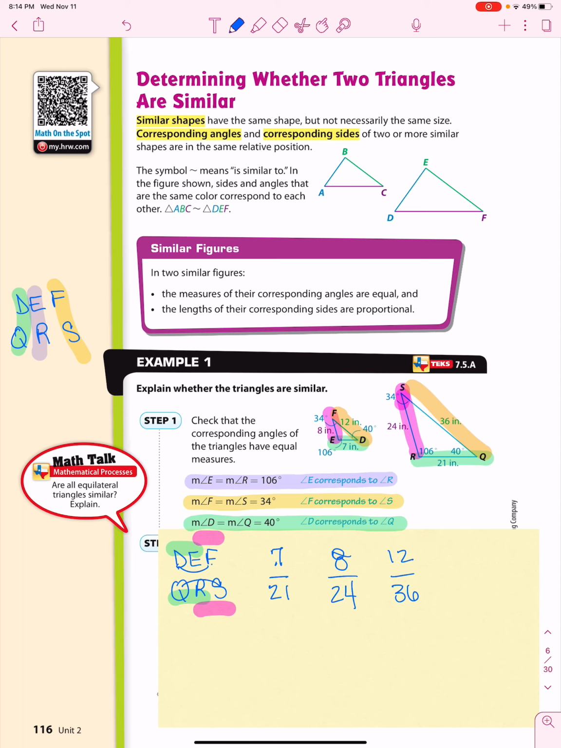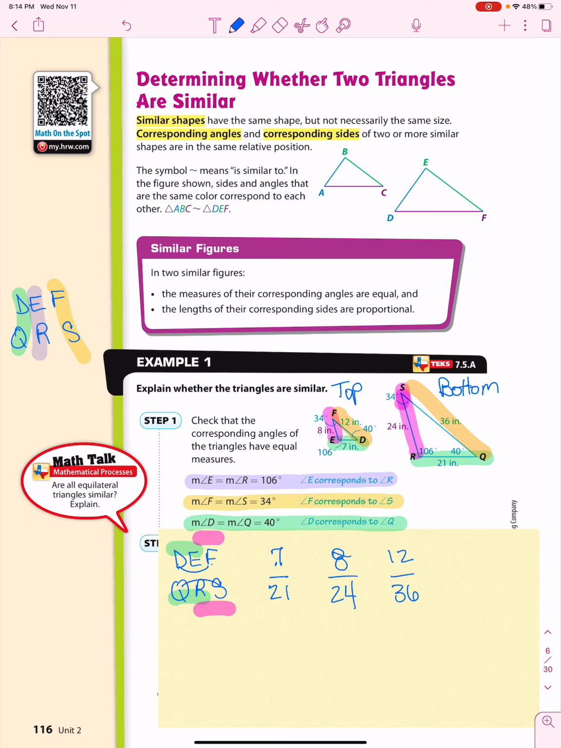Now, what number do you put on top and what number do you put on bottom, you may be asking? It doesn't matter, sort of. If this is the one that you put on top and this is the one that you put on bottom for your first ratio, then you need to do that every time. You have to be consistent with it. Now, to determine if these are similar, I have to know if each one will simplify to the same ratio or fraction.